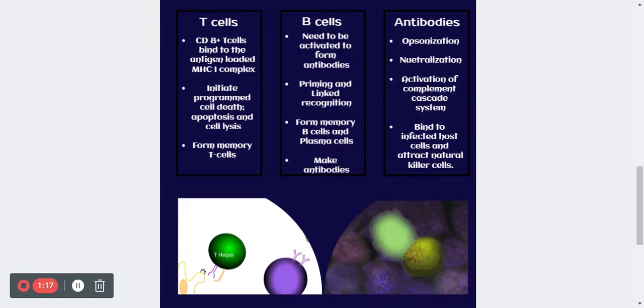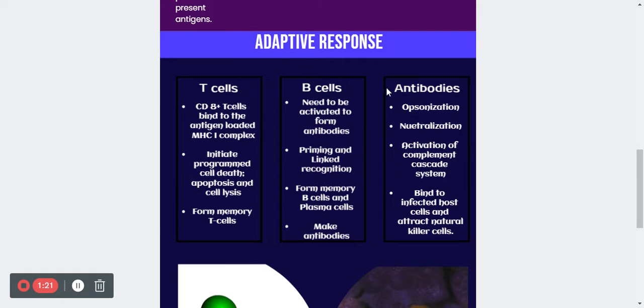There are three players we need to focus on while learning about the adaptive immune response against influenza virus. There are T cells, B cells, and the antibodies. Let's start with T cells. Two basic functions of T cells are to initiate programmed cell death and to give rise to the memory T cells. Let me explain how they do it.